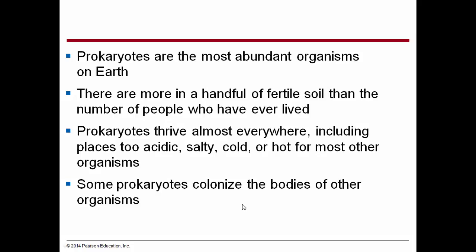Prokaryotes are the most abundant organisms on Earth. There are more in a handful of fertile soil than the number of people who have ever lived. So billions of prokaryotes. They are all over the place, and they have incredible roles to play in the ecosystem. Prokaryotes thrive almost everywhere, including places that are too acidic, salty, cold, or hot for most other organisms. So they have an incredible adaptability to extreme environments.